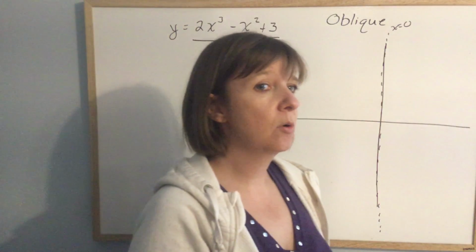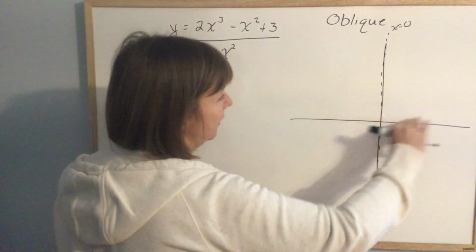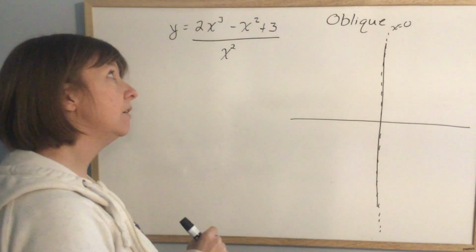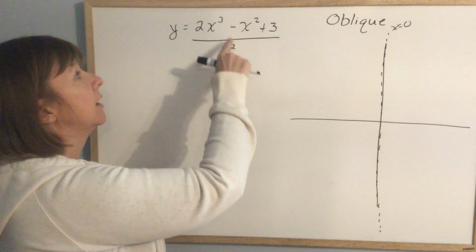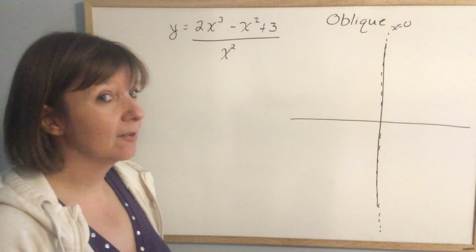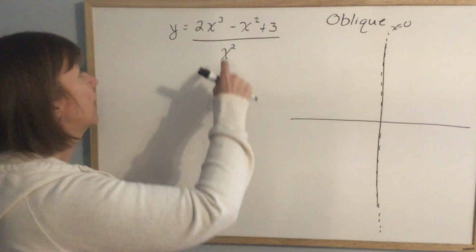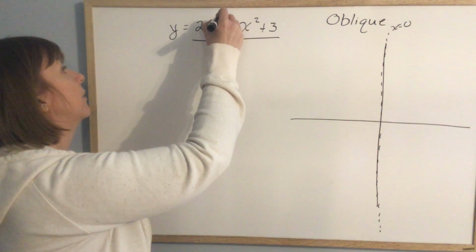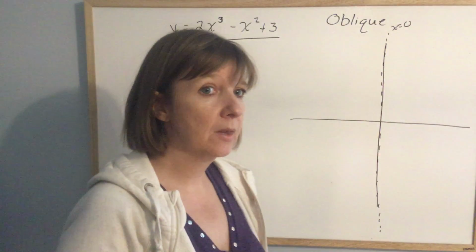But when we talked about horizontal asymptotes, we said there is a horizontal asymptote at 0 if the degree of the denominator is bigger than the degree of the numerator. But it's not. In this case, it's the reverse. In this case, the numerator is bigger than the denominator.